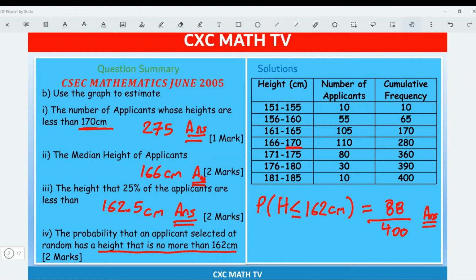All right, so the whole idea was to use the cumulative frequency graph to go ahead and answer the rest of the questions. Really nice.